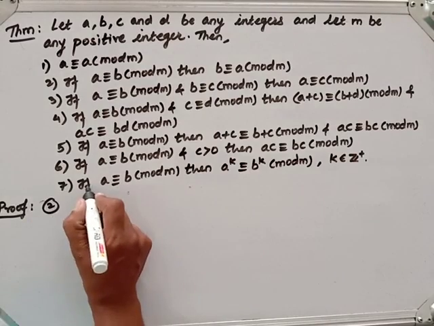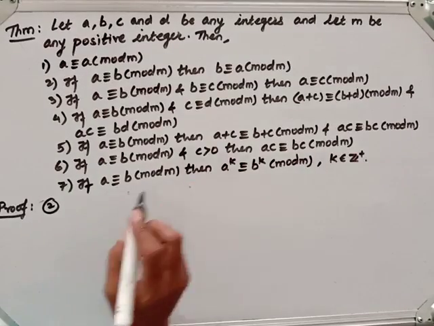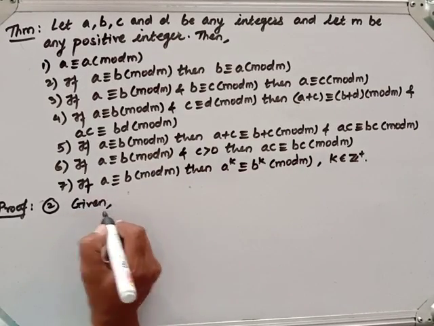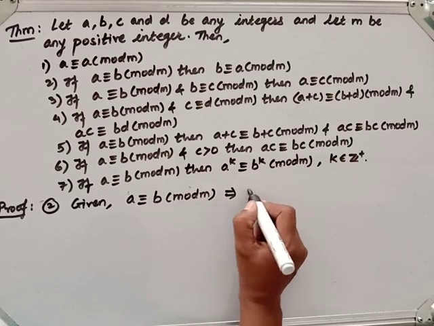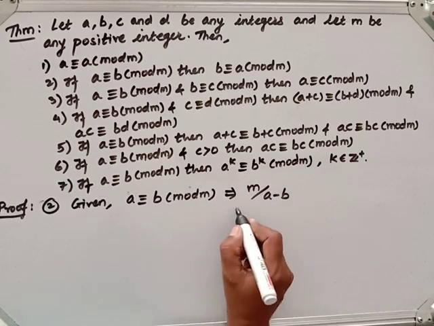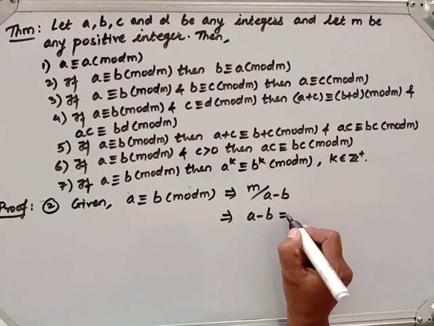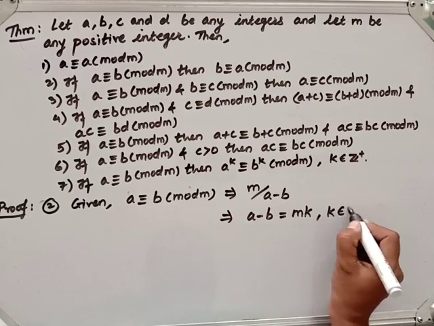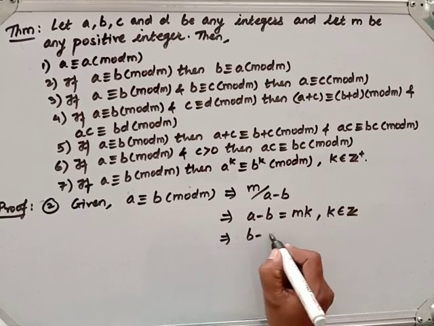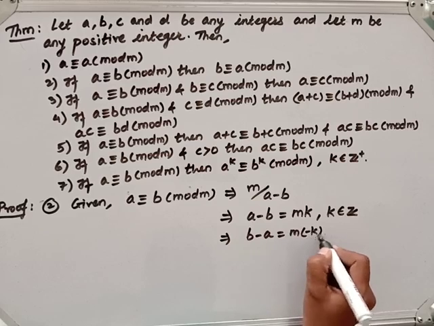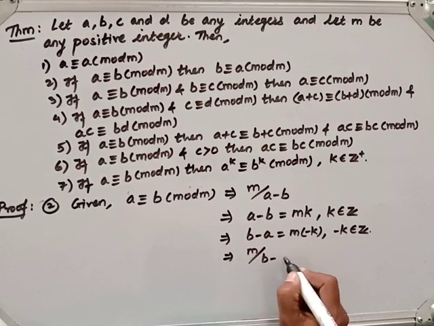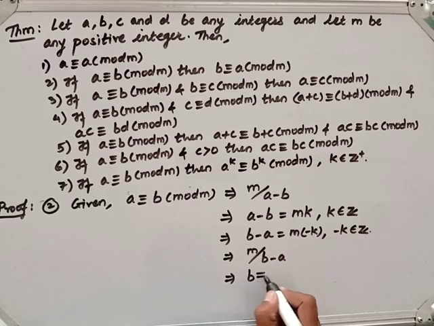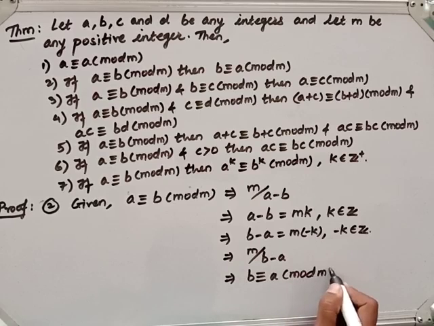Now let us take the proof of the second. What does the second say? If A is congruent to B modulo M, then B is congruent to A modulo M. Given that A is congruent to B modulo M, by definition this gives M divides A minus B. So by definition of divisibility, A minus B is equal to M times some integer K. Now the same can be written as B minus A is equal to M times minus K, where minus K is also an integer. So this gives M divides B minus A. That gives B is congruent to A modulo M. These are the steps to prove this. This is very obvious here.